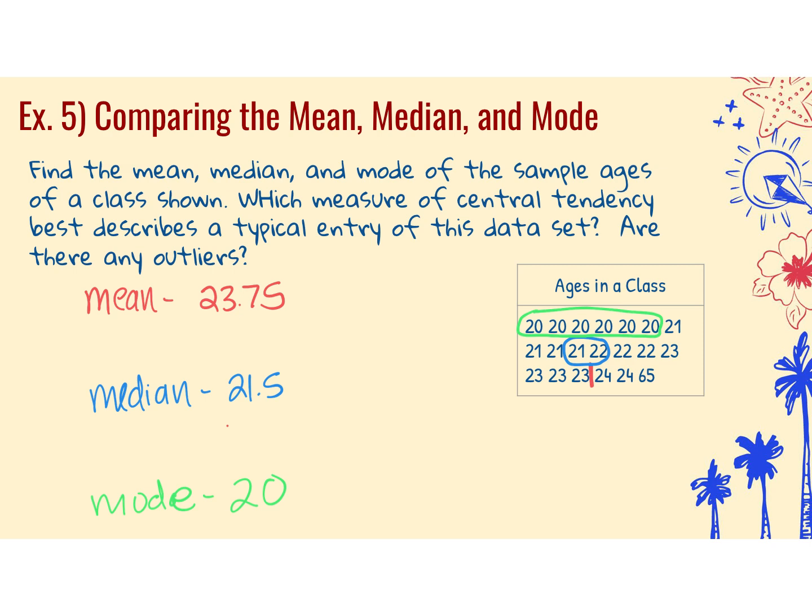So looking at where all of our numbers are, I would say that the median is looking like our best measure of central tendency. And then it asks if there are any outliers. I'm sure when you're adding up your data, you noticed the 65. That is far away from the rest of our data in this set. So 65 would definitely be an outlier.